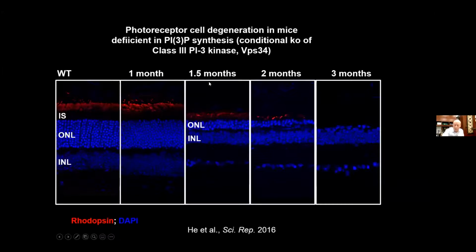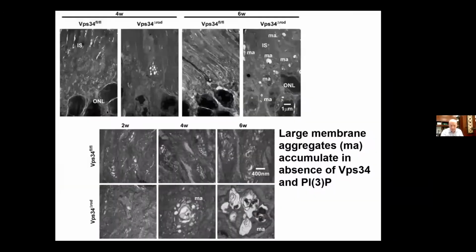So just by one and a half months, you're already seeing a dramatic shortening of the outer segments, a loss of nuclei from the outer nuclear layer, and by 3 months or so, virtually all of the rods are gone. Okay, so this is a pretty aggressive retinal degeneration.